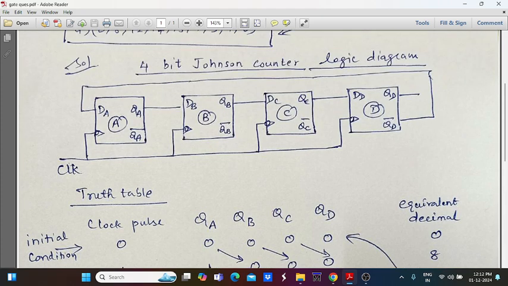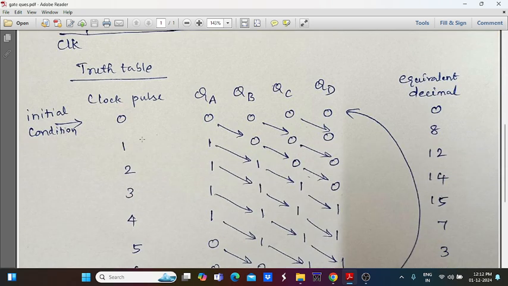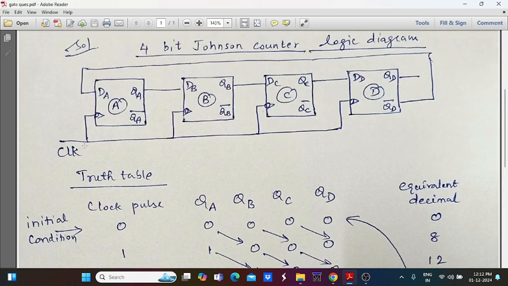And whenever you give the first clock pulse to all the flip-flops, what happens? Now you are not giving a direct input; the last stage output is given as an input to the first stage flip-flop. This is continuously connected like this.